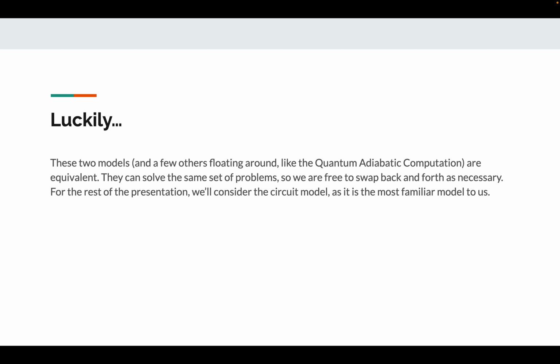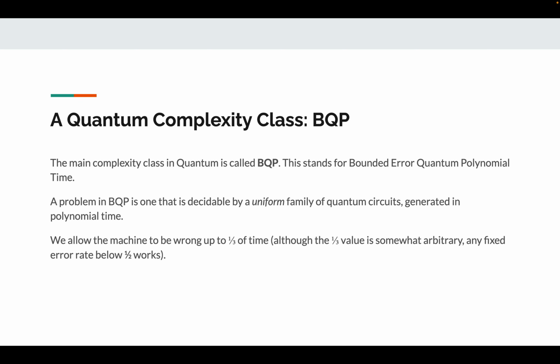Luckily, I just said there are two models. You might worry, are they different? In reality, they're equivalent, right? They're different, yes, but they can solve the same set of problems, which is all that complexity theory cares about. So we're free to swap back and forth as is convenient for us. And so we will pick the circuit model because that's clearly more comfortable to us.